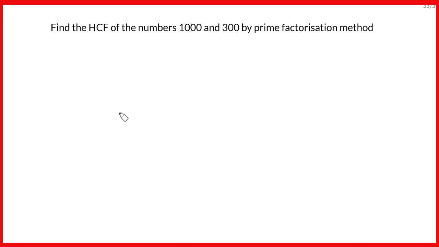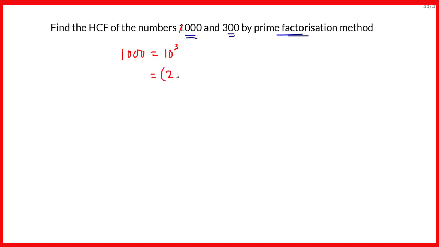Find the HCF of the numbers 1000 and 300 by the prime factorization method. So here friends, first we will find the factors of 1000. The factors of 1000 can be calculated as 10 cube, 10 into 10 into 10. So that will be equal to what?